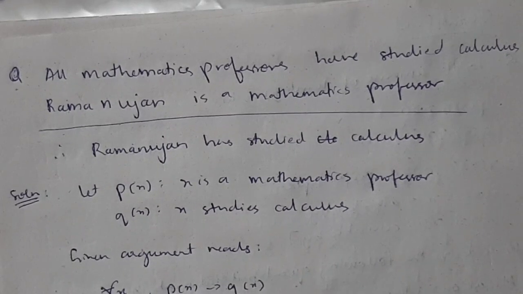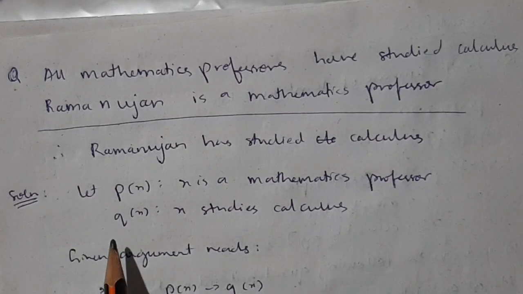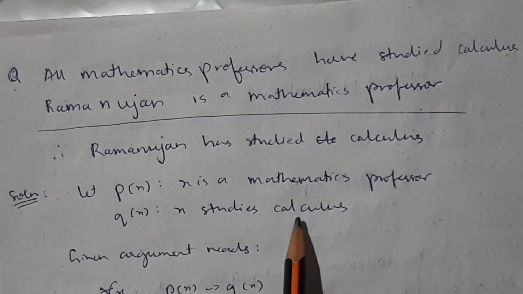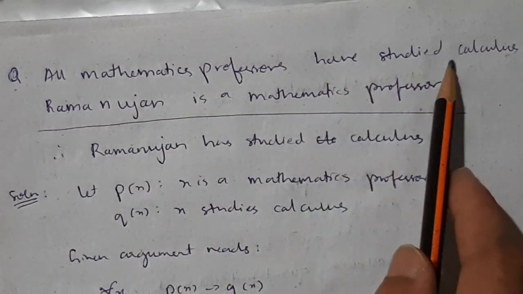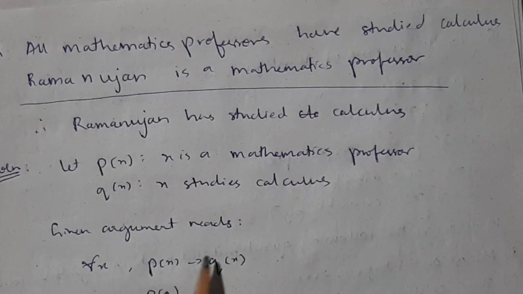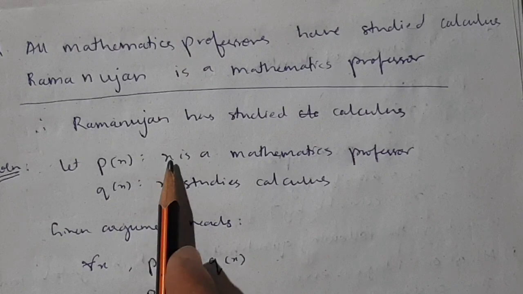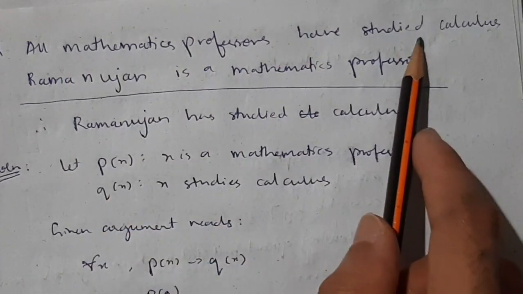Now let's break it into two sentences. P of x is x is a mathematics professor, and q of x is x studies calculus. Now what's the question given? All mathematics professors have studied calculus. So the argument reads as p of x conditional q of x, meaning if x is a mathematics professor, x has studied calculus. That's the first sentence.